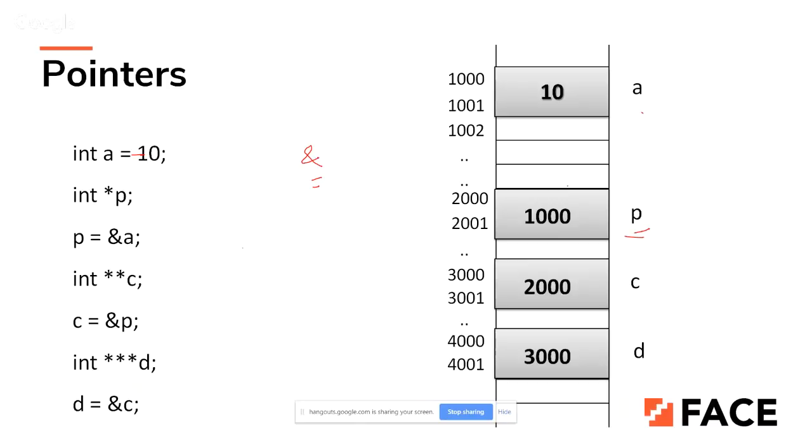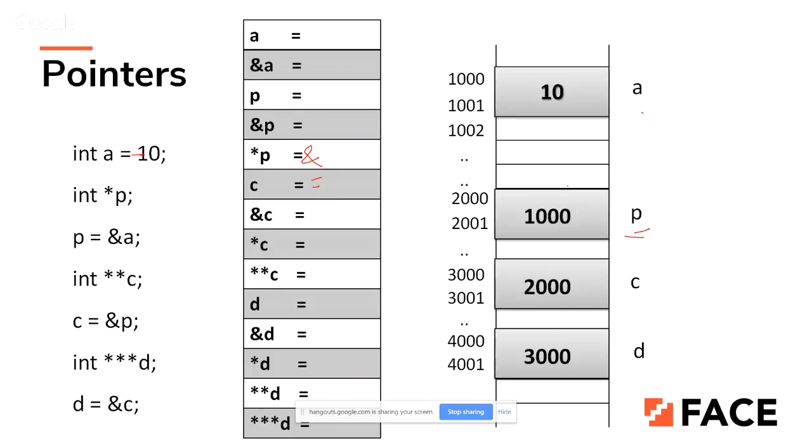Out of these four variables, A, P, C and D, I have declared four variables. A is nothing but a normal variable. The rest of the three, P, C and D, are called pointer variables. Now, let's discuss the value which is stored in those memory locations. Let's try to find the answer for those variables.